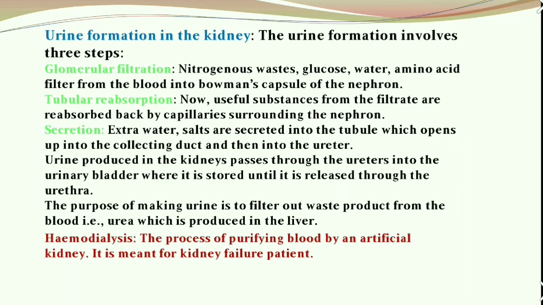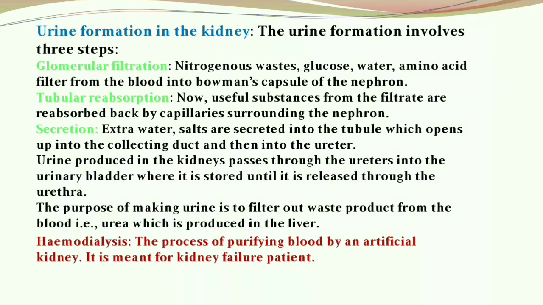Urine formation in the kidney involves 3 steps: glomerular filtration, tubular reabsorption and secretion. Glomerular filtration: nitrogenous waste, glucose, water, amino acids filter from the blood into the Bowman's capsule of the nephron. Tubular reabsorption: now useful substances from the filtrate are reabsorbed back by the capillaries surrounding the nephron. Secretion: extra water and salts are secreted into the tubule which opens up into the collecting duct and then into the ureter. Urine produced in the kidney passes through the ureters into the urinary bladder where it is stored until it is released to the urethra.